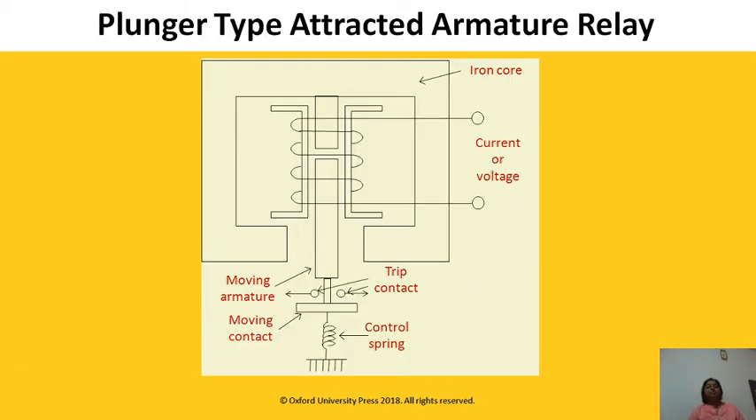Second is the plunger type attracted armature relay. Here again this is your electromagnet, and the coil is wound on this middle limb. When the operating torque is greater than this restraining torque, this plunger gets attracted inside. While moving inside, it closes this trip contact and gives a tripping signal to the circuit breaker.